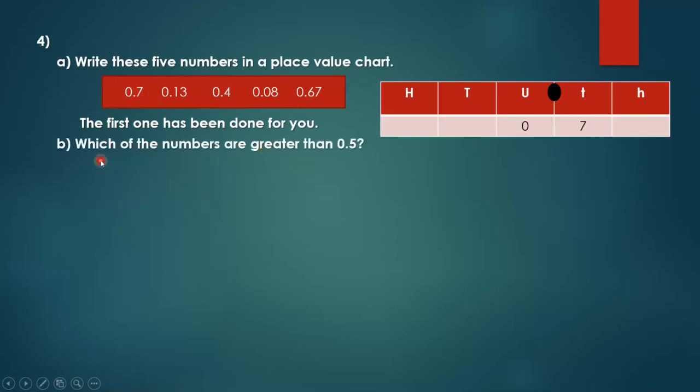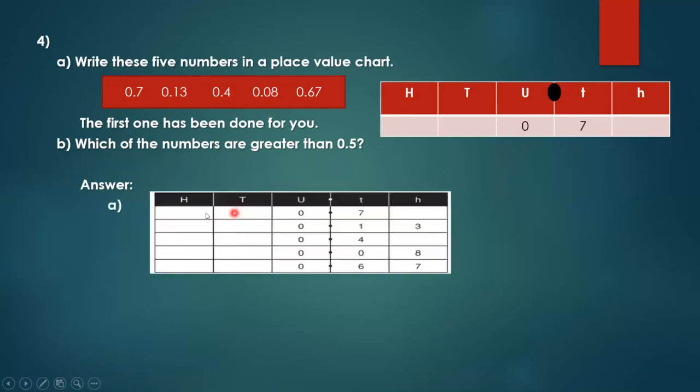Now the B part is: which of these numbers are greater than 0.5? So for the B part, we need to pick out the numbers from the given set of numbers which are greater than 0.5. But we will be starting with the A part first. So shall we start doing the answer? Okay, A part is what? In this way, we need to arrange the rest of the numbers given over here. It will look like this. I just made a big tabular column: hundreds, tens, unit, then the decimal point, tenths, hundredths. 0.7 is already done for you.